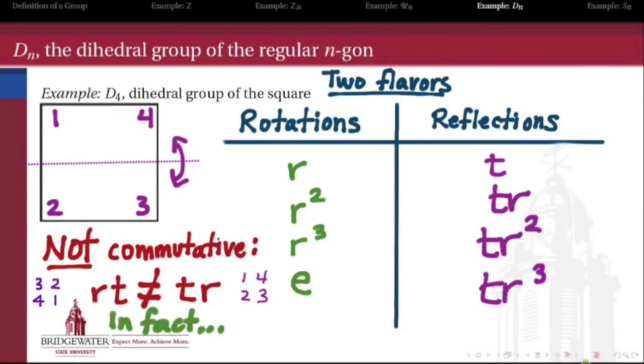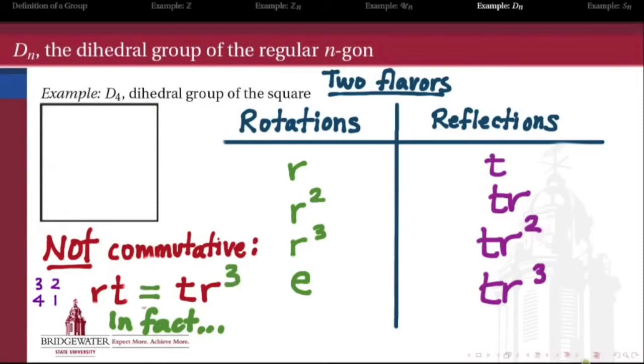In fact, we can say a little bit more, that RT is really the same thing as T times R cubed. One of the ways of defining the dihedral group is by writing down the two generators, the reflection and rotation, T and R, and then writing down little equations, little relations like this one, RT is equal to TR cubed. We can actually completely define the dihedral group by writing down things like that. But for now, let's not worry about that detail. Let's just notice that this is an example of a group that's not abelian, because R and T clearly don't commute with one another.